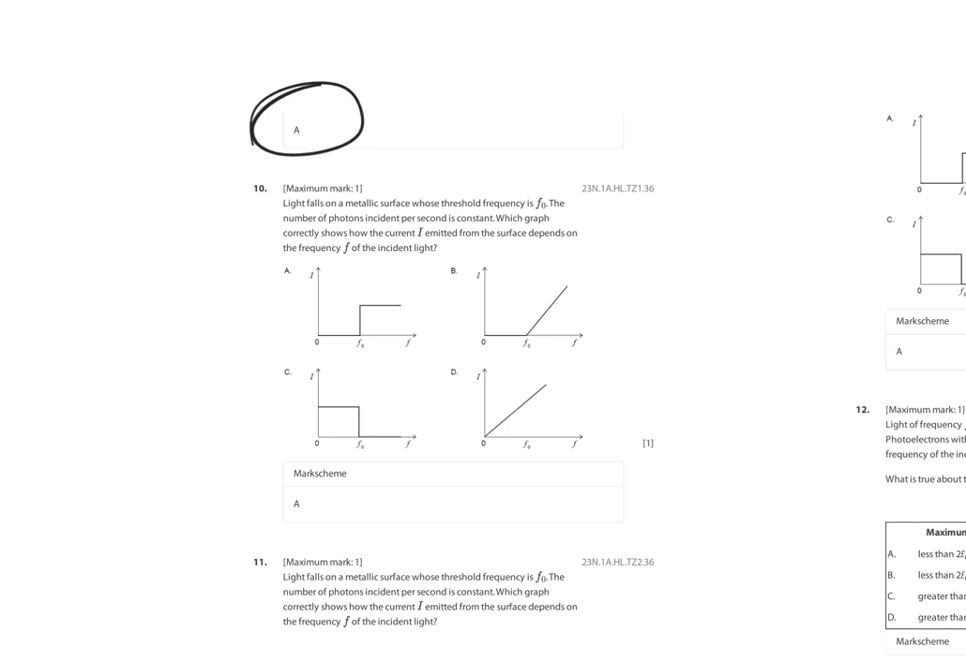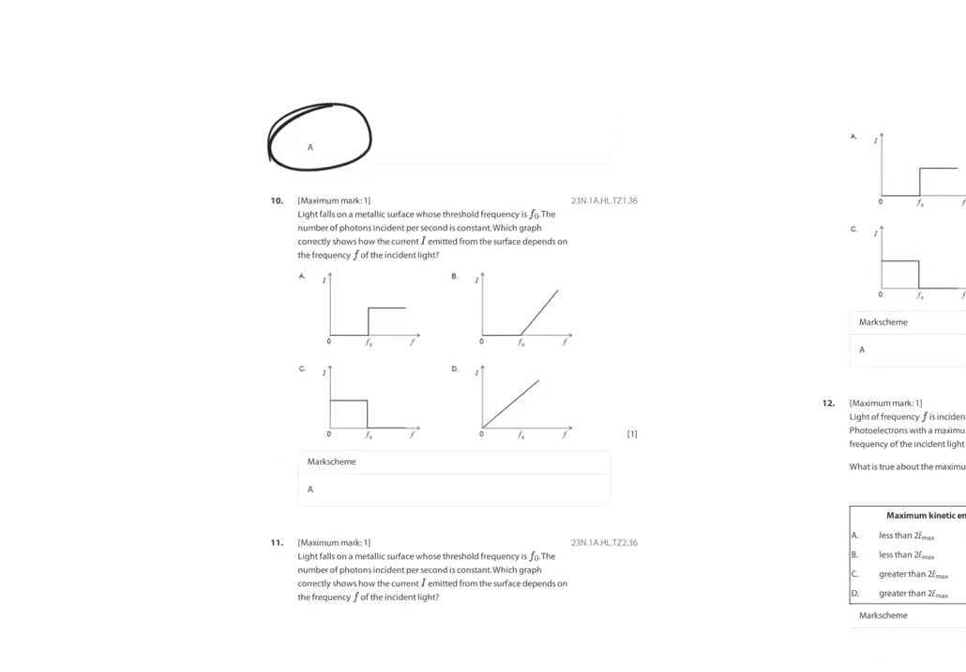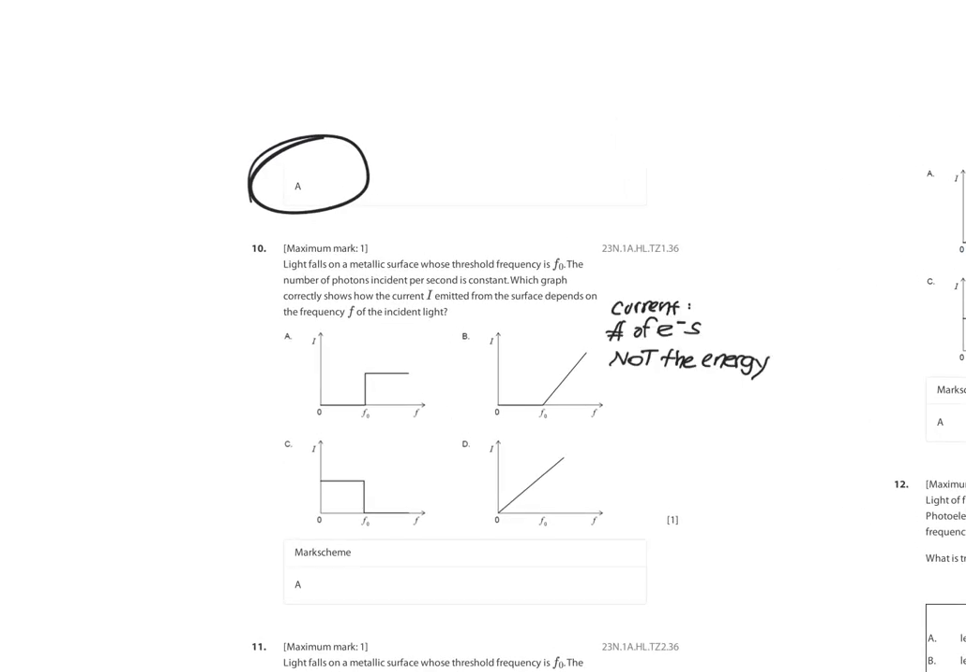Now let's keep in mind, we're talking about the current I. For this question, the current is the number of the electrons, it is not the energy, right? So we know the energy is proportional to the frequency, so as frequency goes up, energy goes up, but not the number of electrons. And it says that the number of photons incident per second, that's the intensity of the light, is constant. If the intensity is constant, then the number of electrons that will be emitted is also constant.